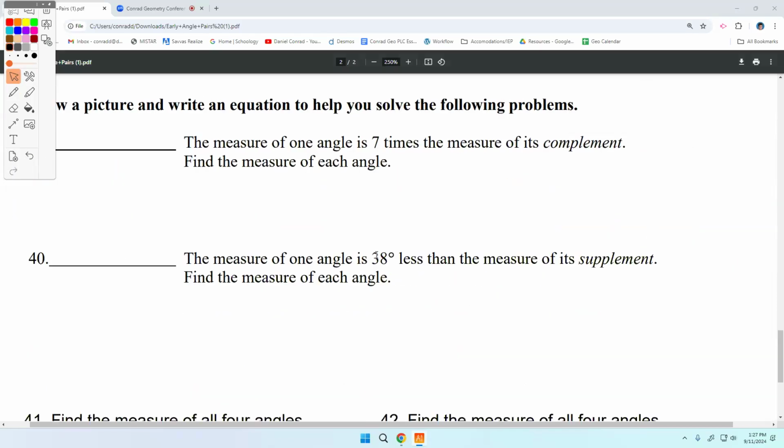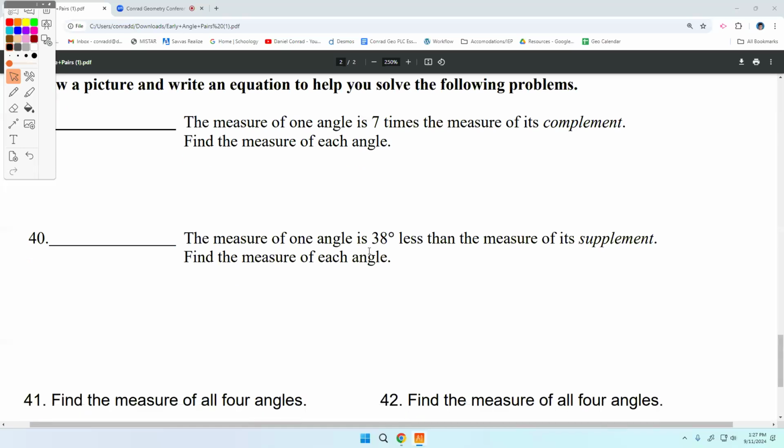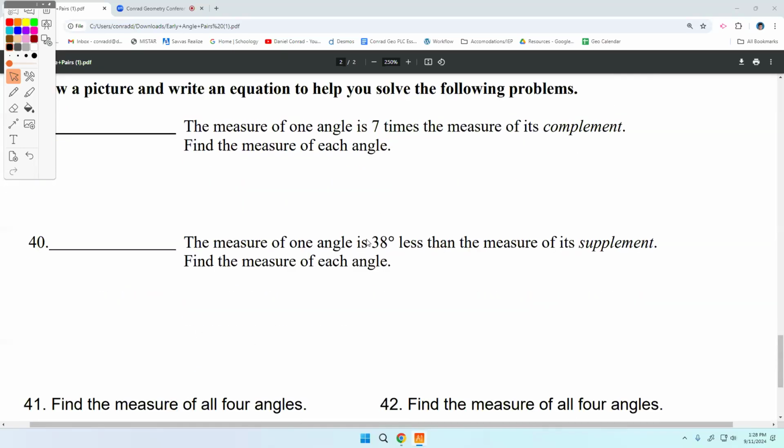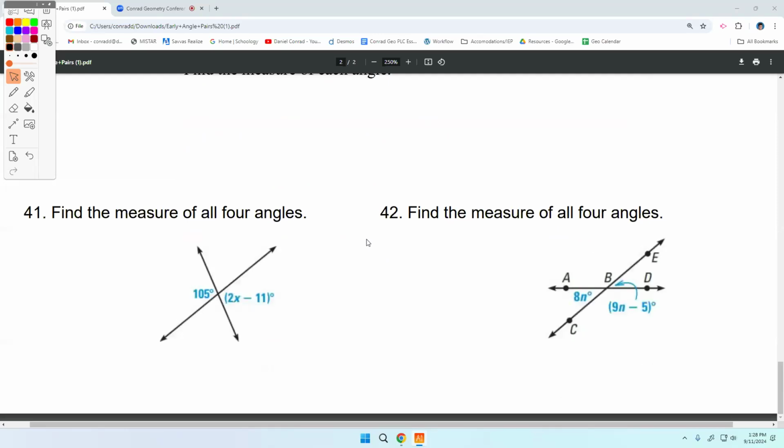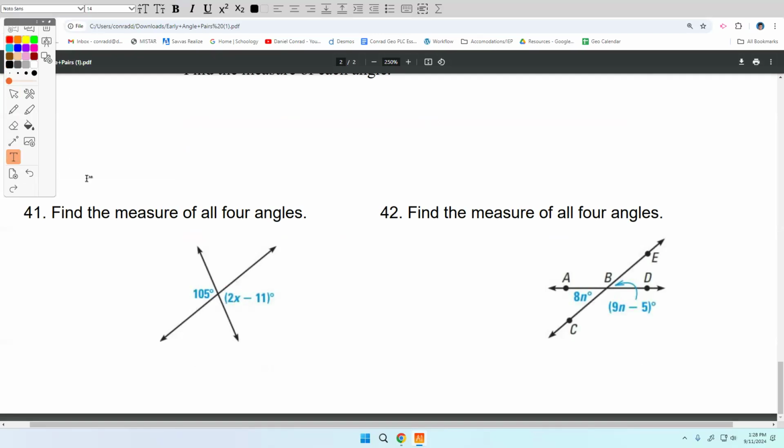All right, and then the last one I want to do, we'll skip these for now, 39 and 40. You can ask in class if you have questions on those, but let's look at 41 and 42. So these are vertical angles. Okay, vertical angles are congruent. So we should have that written on our notes, but vertical angles are congruent, which means they have the same measure.